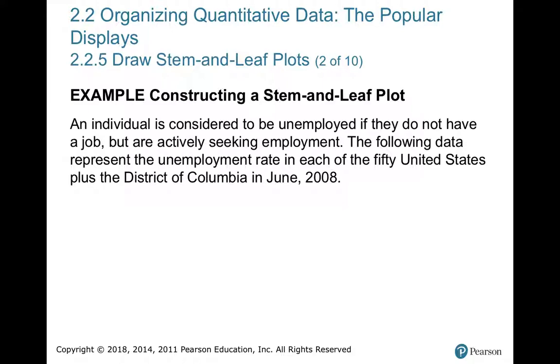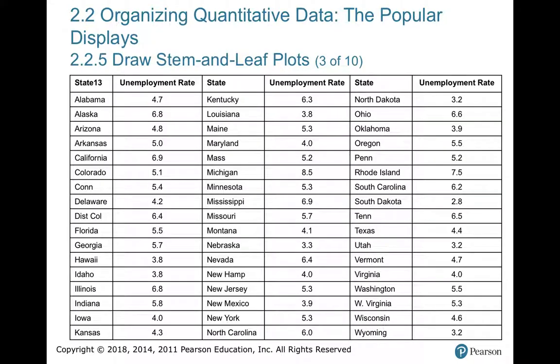So in this example, an individual is considered to be unemployed if they do not have a job but are actively seeking employment. The following data represent the unemployment rate in each of the 50 states and DC in June of 2008. So here's all of our data on this. We have 51 data points, the unemployment rates. In this data, if we want to create a stem and a leaf, if the leaf is supposed to be the rightmost digit, the leaf is going to be those decimal points, the tenths place digit. And then the stems are going to be the ones digit.